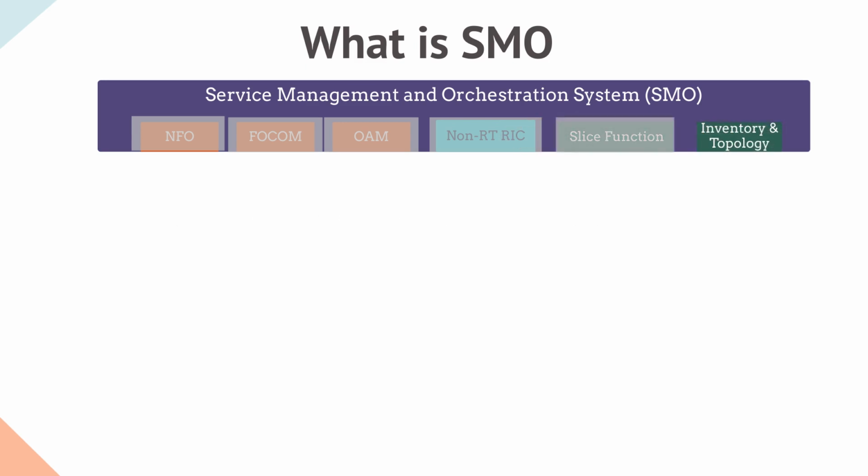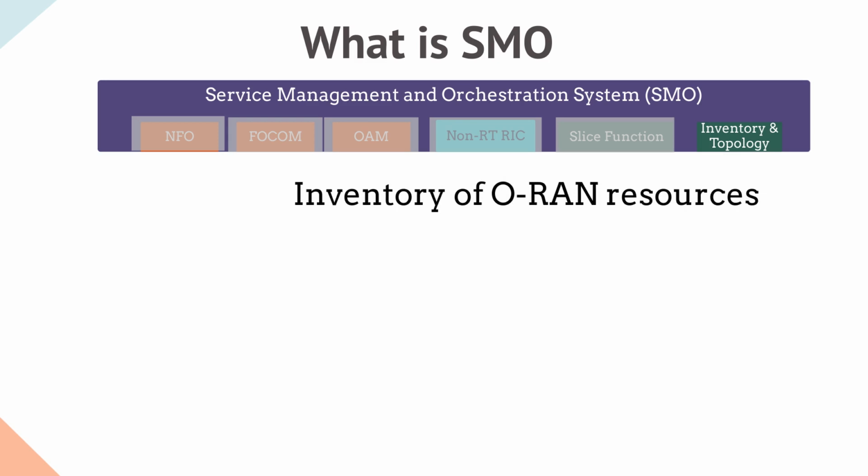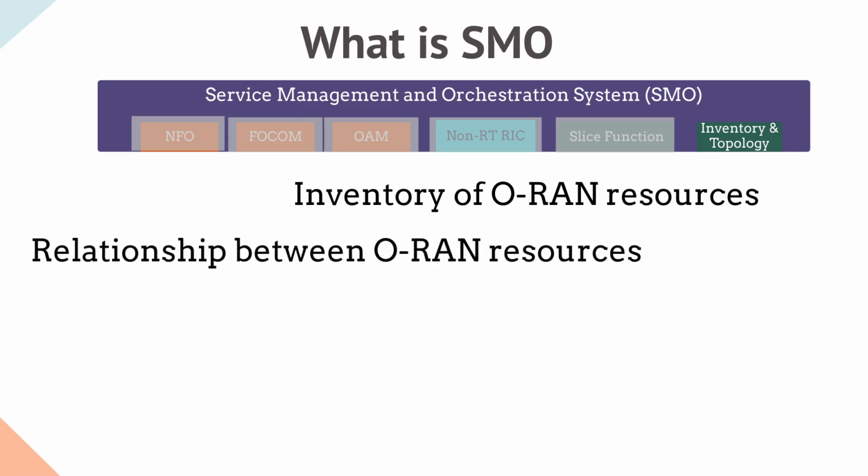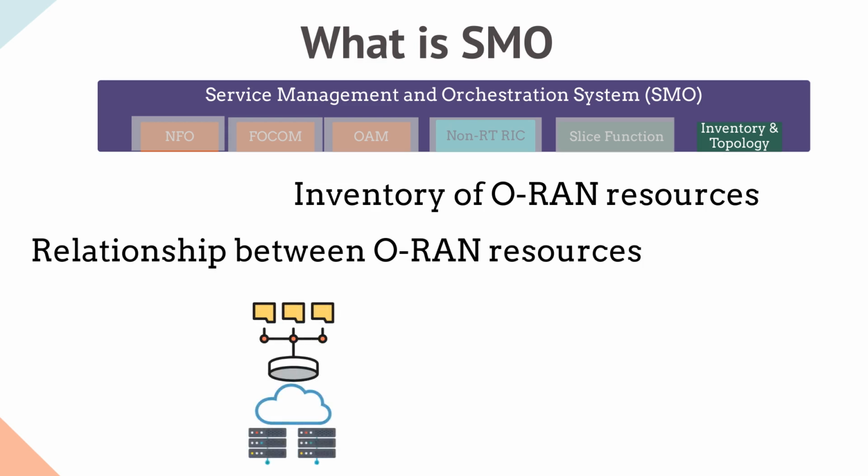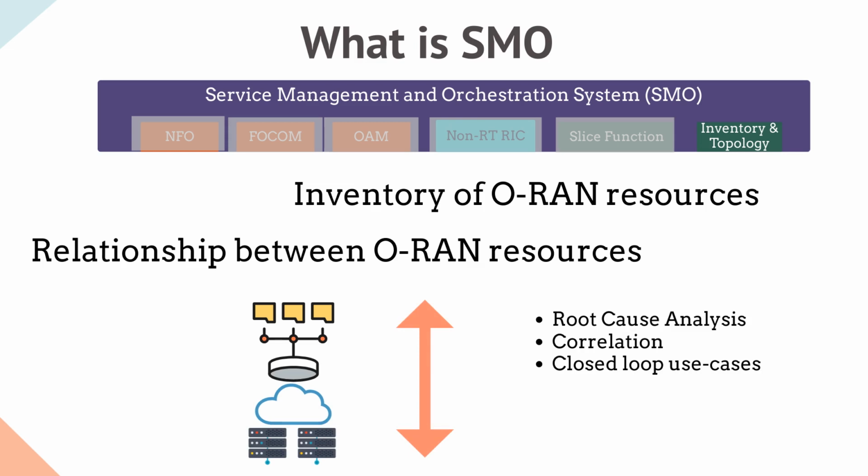Next topic is topology exposure and inventory management function. For the SMO to perform efficient operations and maintenance of O-RAN components, and to enable a global view of the O-RAN resources, it is important to maintain an inventory of O-RAN resources. Additionally, visualization and optimization of the network rely upon knowing and maintaining the relationship between O-RAN resources, for example, which network function is deployed on which cloud, which server, and is part of which network slice. Having this top-to-bottom relationship data stored in the inventory is useful for various use cases like root cause analysis, correlation, closed-loop use cases, and much more.